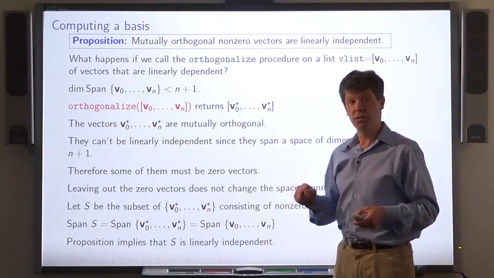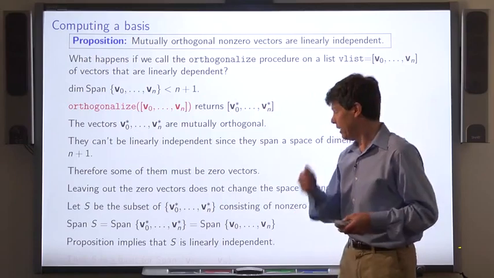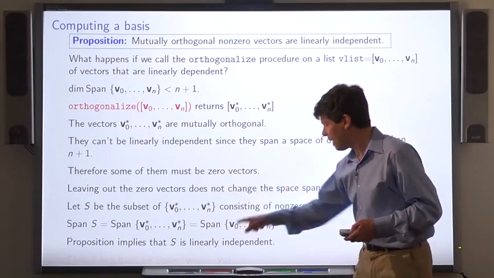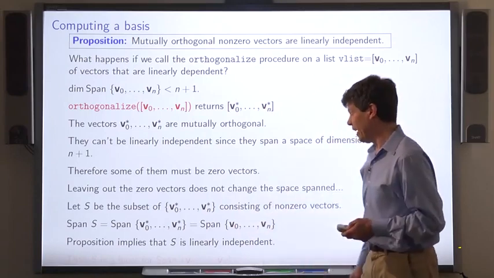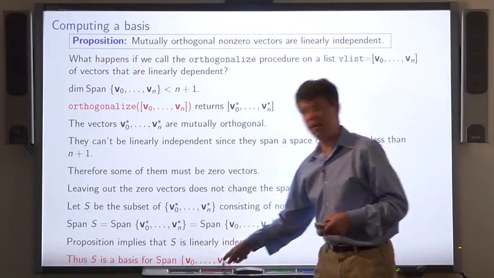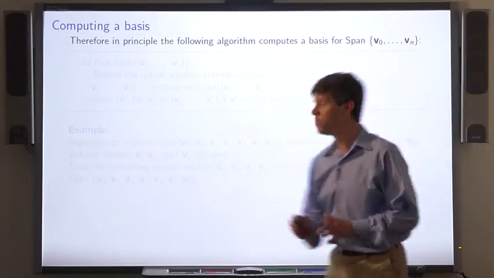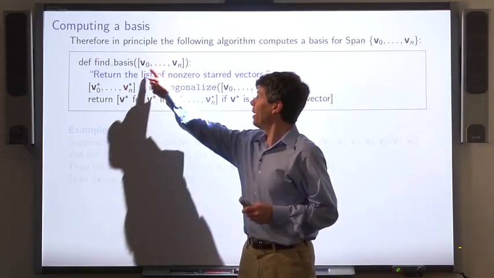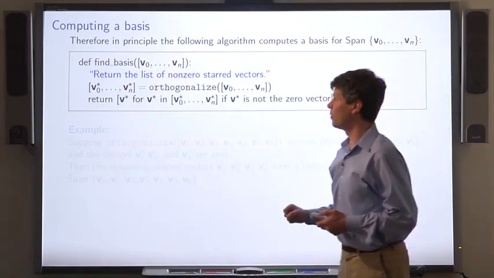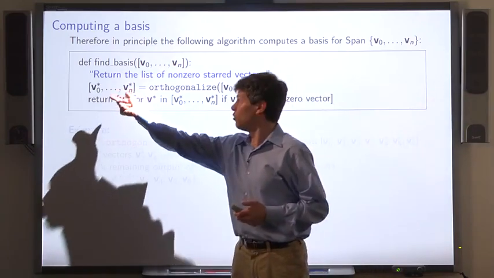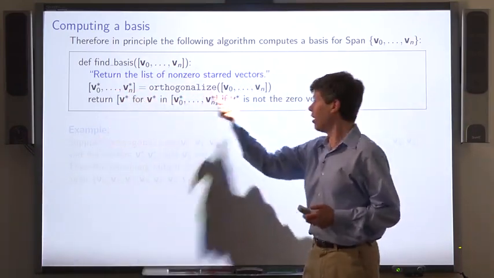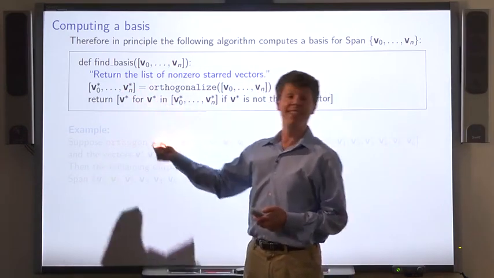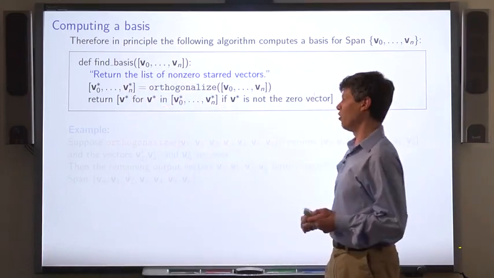And the proposition implies that this set S is linearly independent. So we've got a set of vectors that are linearly independent and span the same space as v0 through vn. So S is a basis for that vector space. So in principle, this algorithm should find a basis for the space spanned by the input vectors v0 through vn. It first computes v0 star through vn star by running orthogonalize on the input vectors, and then it returns the list consisting of those starred vectors that are non-zero.